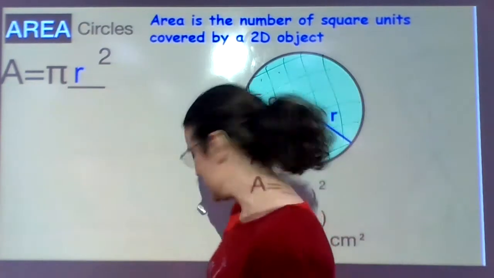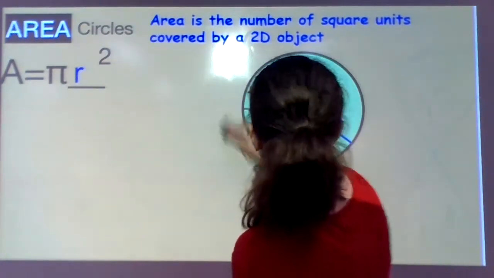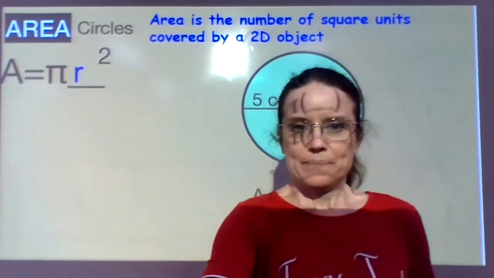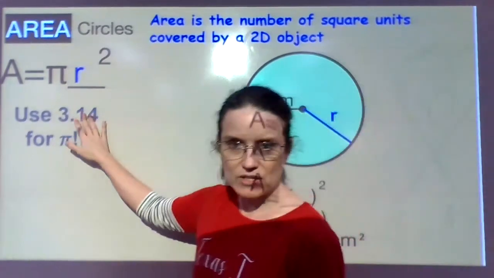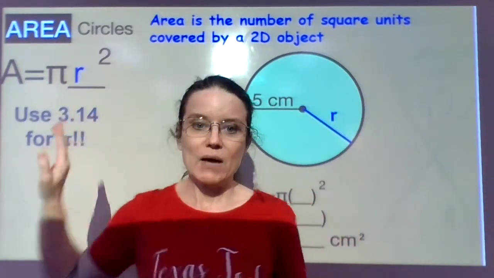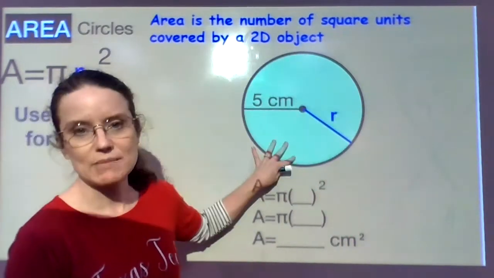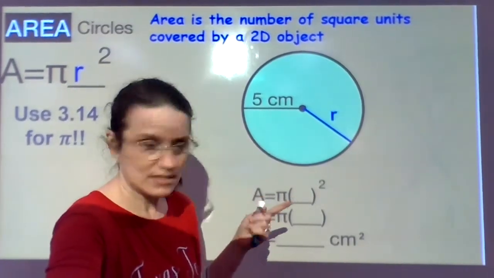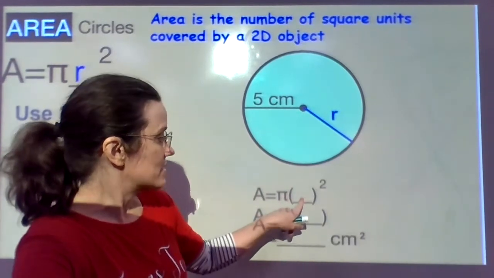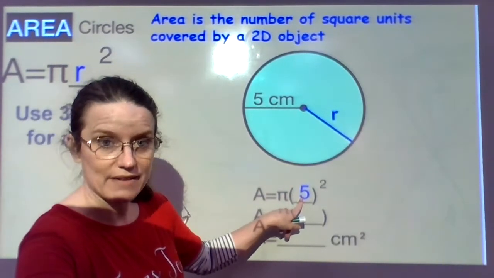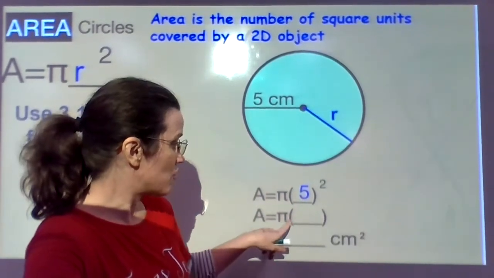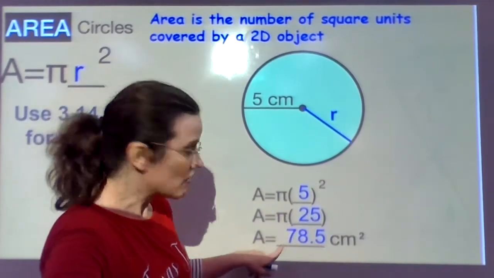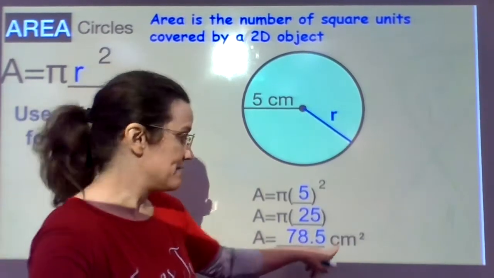But no, the formula is pi r squared. And so we're going to find its area using this formula. We're still going to use 3.14 for pi, and here's that same old circle with a 5 centimeter radius. In case you've forgotten since 6th grade, I will take pi times my radius squared, so 5 squared is 25, multiply it times my pi, and my area is going to equal 78.5 centimeters squared.